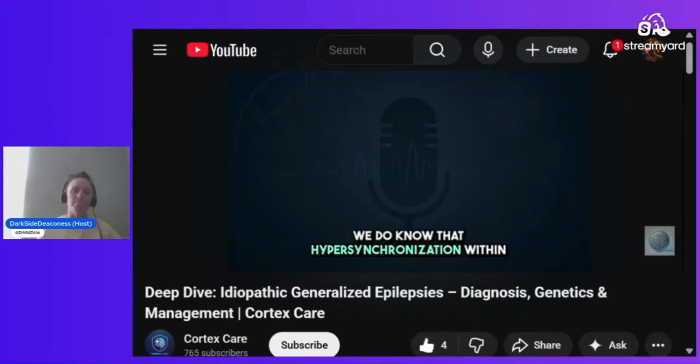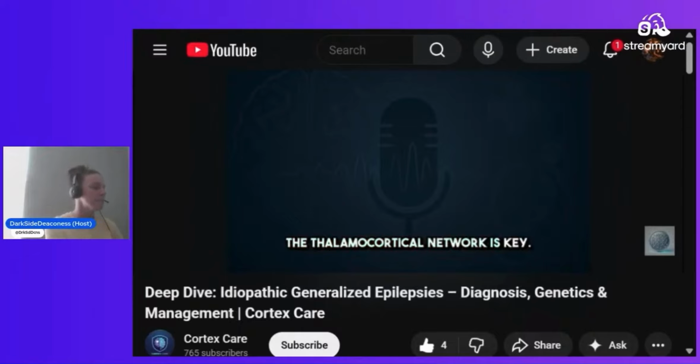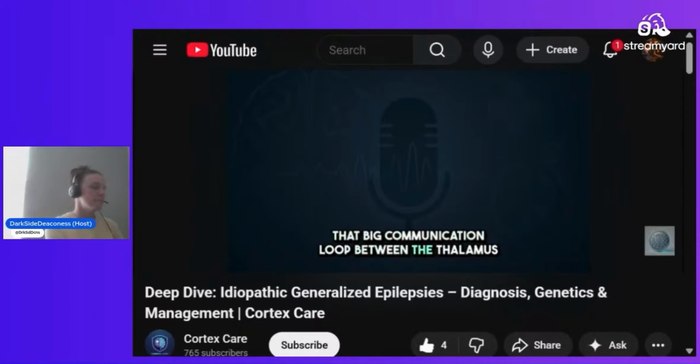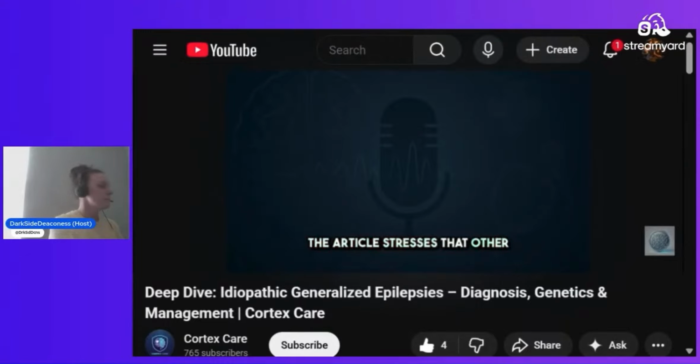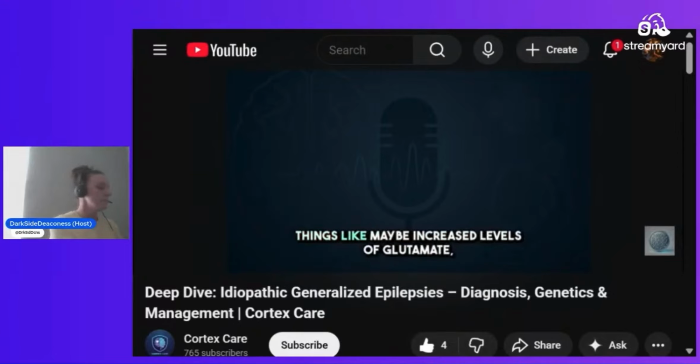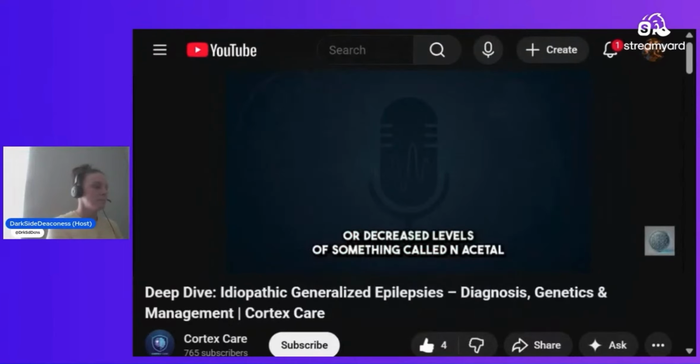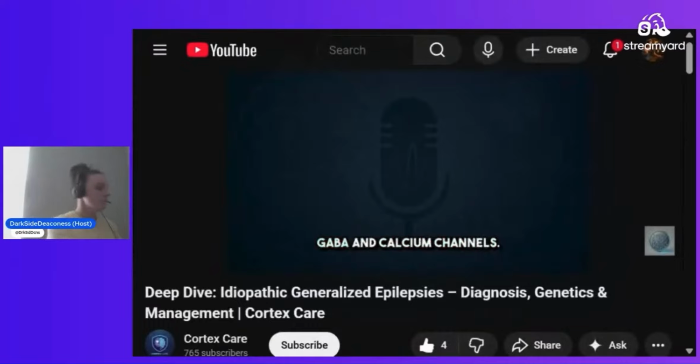We do know that hypersynchronization within the thalamocortical network is key. That big communication loop between the thalamus deep in the brain and the cortex on the surface. Right, and we know genetic variations affecting things like calcium channels and GABA receptors, which are involved in brain signaling, play a big role. But that's not the full story. Apparently not. The article stresses that other mechanisms are likely involved too. Things like maybe increased levels of glutamate, an excitatory neurotransmitter in the thalamus, or decreased levels of something called N-acetyl aspartate, which is related to neuron health. So more complex than just GABA and calcium channels.